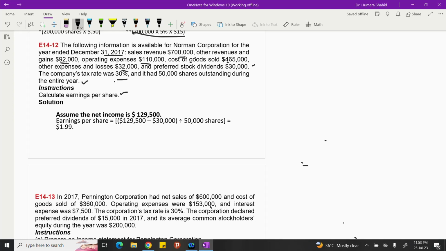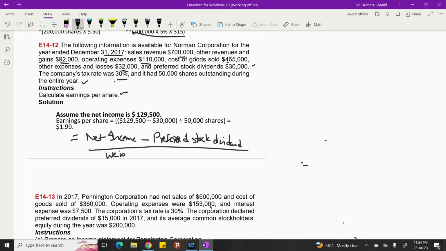We all know the formula of earnings per share, that is net income minus preferred stock dividend divided by weighted average outstanding shares, right? We have all the information of the income statement, but we do not have net income. We have to calculate it by preparing an income statement.